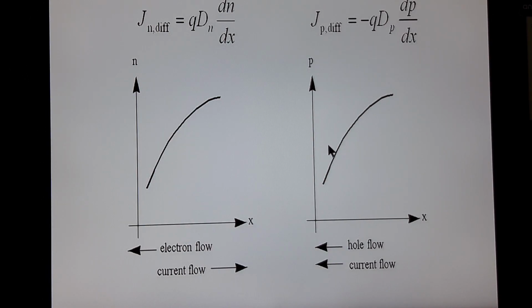That implies that in the same semiconducting material, under the same gradient profile of electrons and holes in general, the diffusion current for electron and hole will be in the opposite direction. That is why we have introduced a negative sign here for the hole current.